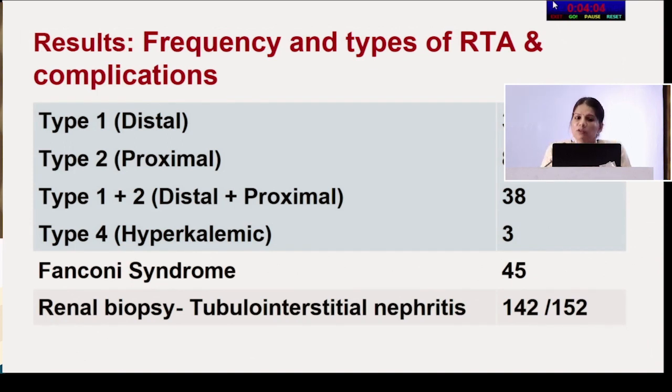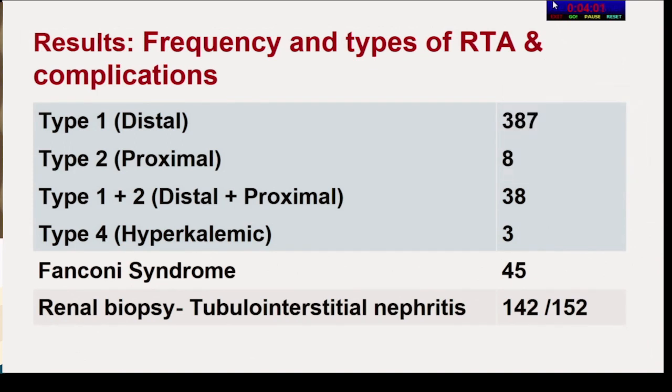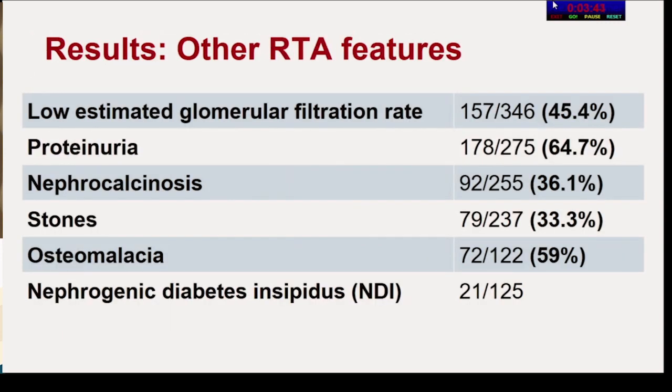Now, talking about the frequency and types of RTA and complications, type 1 was the most common, 387, type 2 in 8, both type 1 and 2 were found in 38, hyperkalemic in 3, Fanconi syndrome in 45. Renal biopsy showed tubulointerstitial nephritis in 142 out of 152 patients in whom the biopsy was done. Talking about the other renal features, low eGFR was found in 45.4%, proteinuria in 64.7%, nephrocalcinosis and stones in 30+, osteomalacia in 59%, and nephrogenic diabetes insipidus was described in 21 patients.